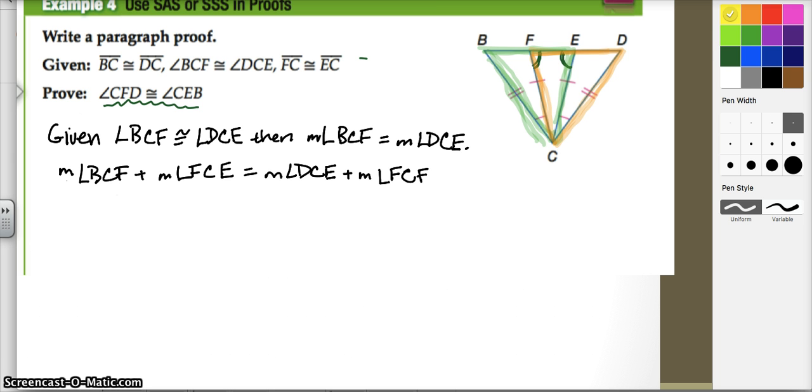And the reason why, watch this, is because I'm adding the same thing to both sides. Let's make it an E. All right, so look at this. I've got two measurements that are equivalent, and then I add the same thing to both sides. The reason why I would do that is so I can make these bigger angles and state that they're congruent.